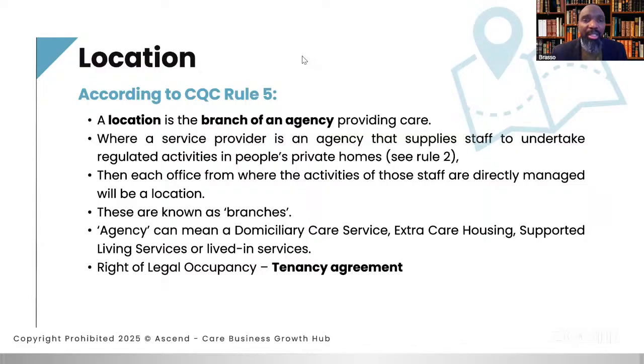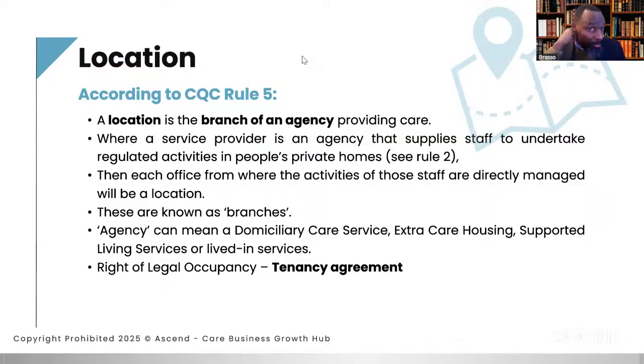But CQC have what they call one of the definitions of locations, which is rule number 5, that talks about the location specifically for services of domiciliary care, supported living, etc. So for these particular services, for anybody who wants to apply to register with CQC, say you want to provide personal care, the location is the address where the services are managed from.